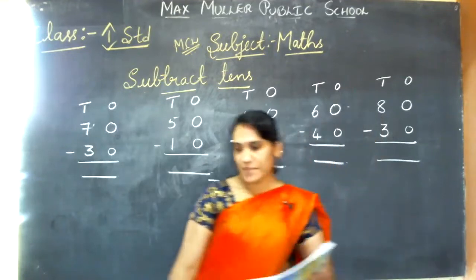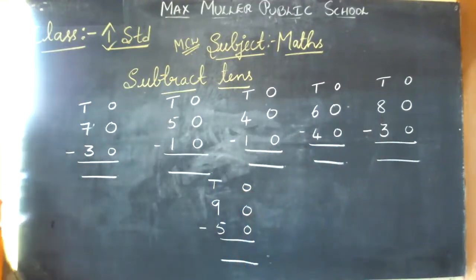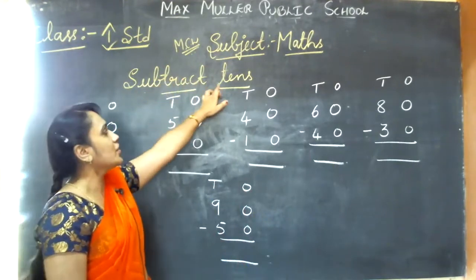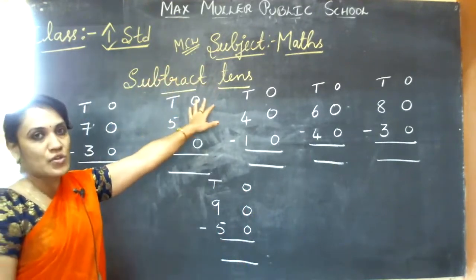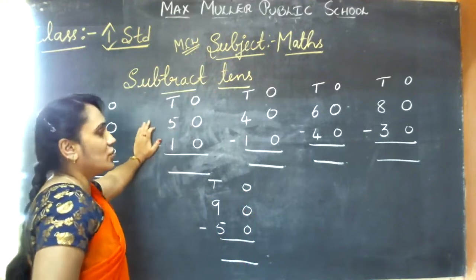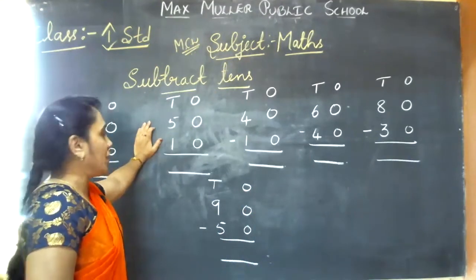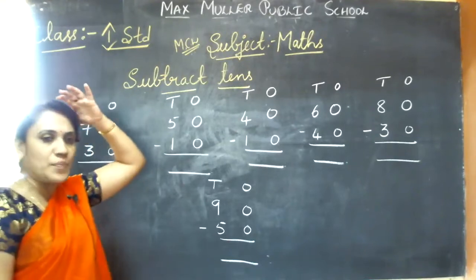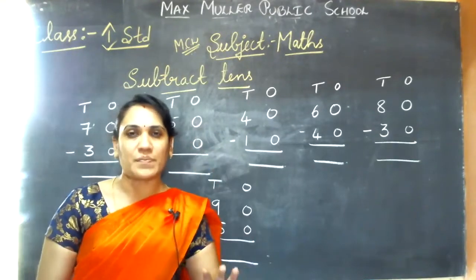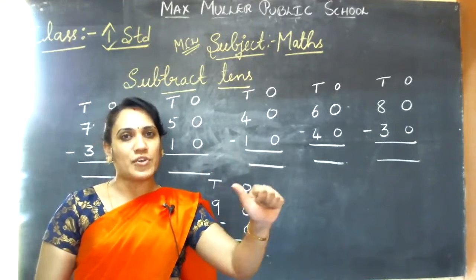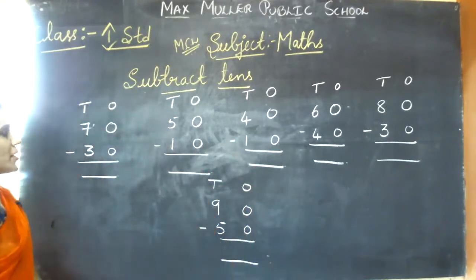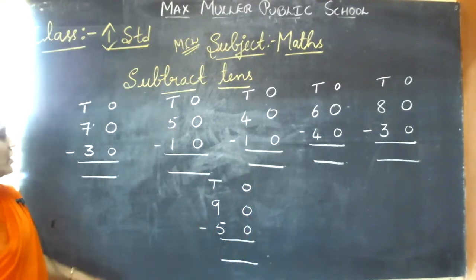Should we start? Have you written? First write the heading: S-U-B-T-R-A-C-T, subtract T-E-N-S, tens. Subtract tens. Adding tens we did, same like that, but it will be the subtraction sums. Don't get confused. In addition, you keep the number in the mind and finger, counting and writing. In subtraction, keep in finger, fold it, and write the remaining answer. We'll do sums one by one, so you'll understand well.